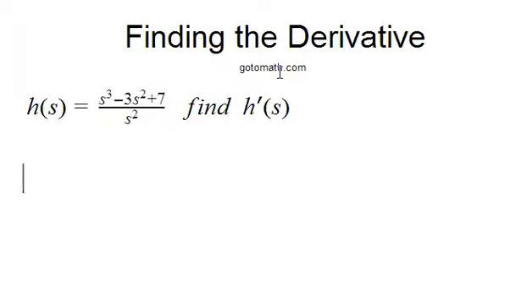Alright, we are finding derivatives. This time I'm going to use slightly different notation. The name of our function is h of s, and we want to take the derivative of this. It says find h prime of s. So what we're going to need to do first is rewrite this.